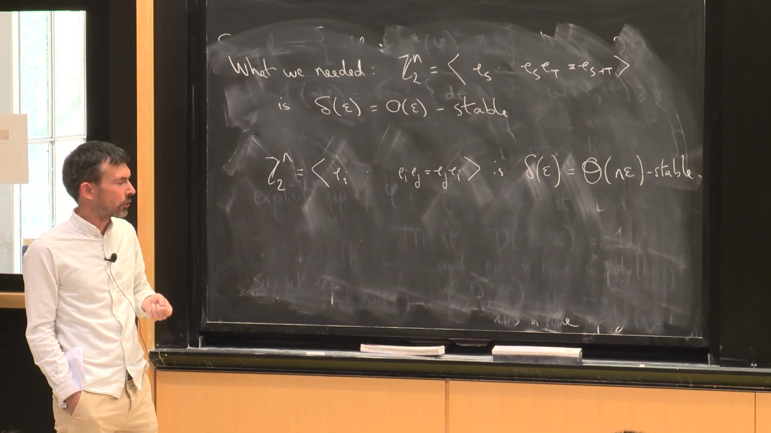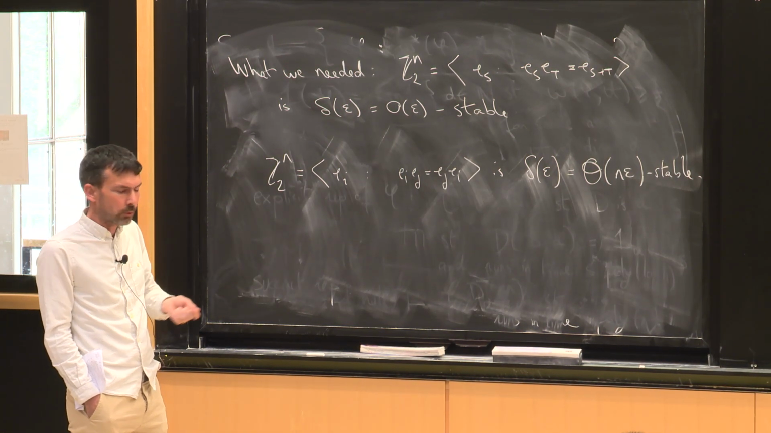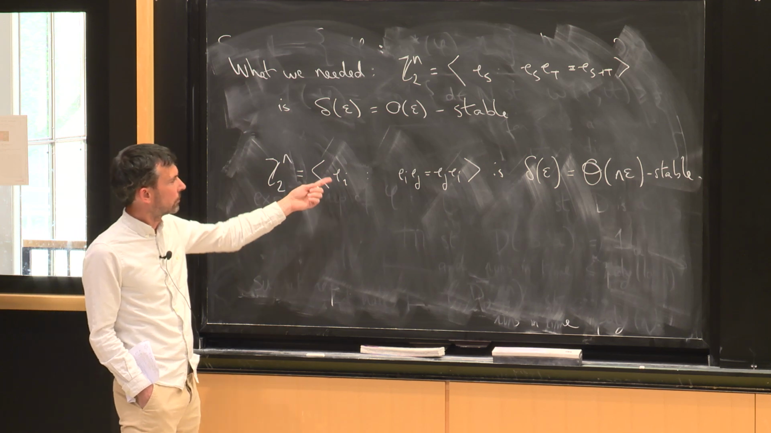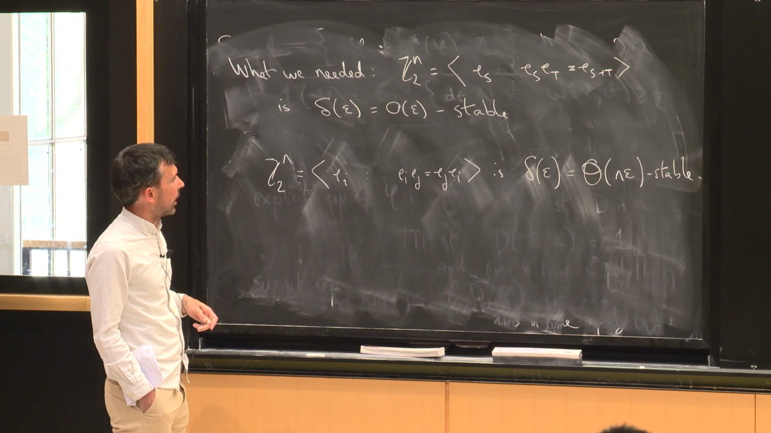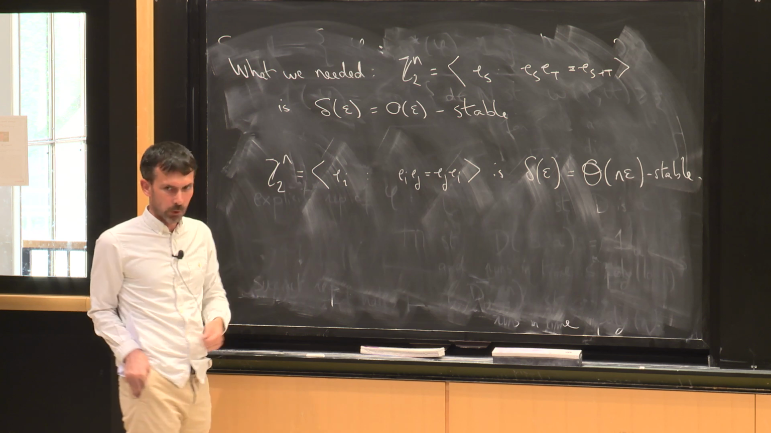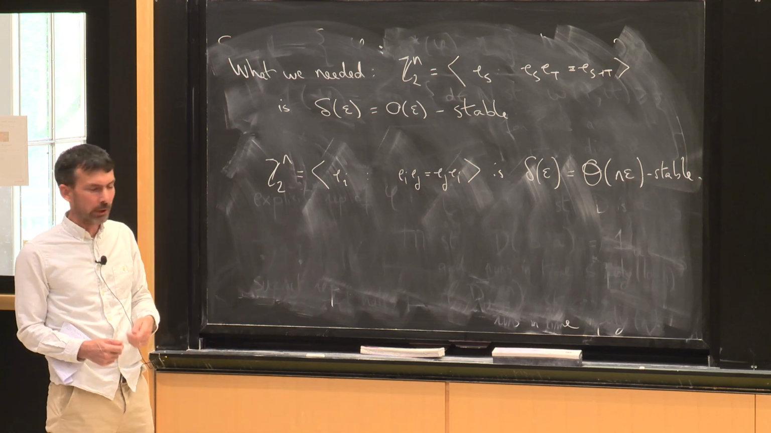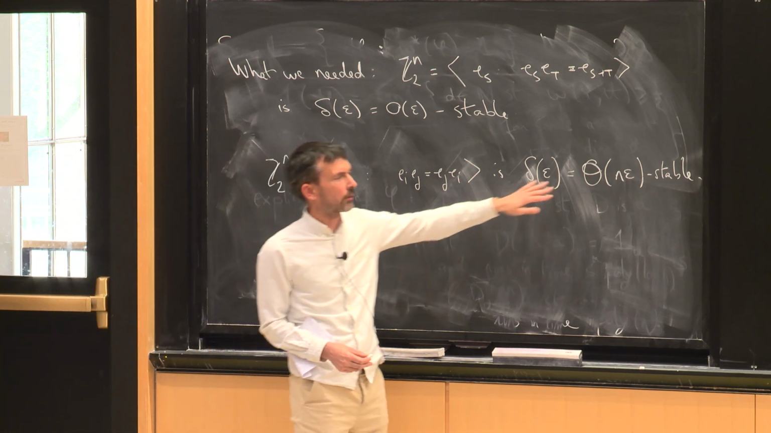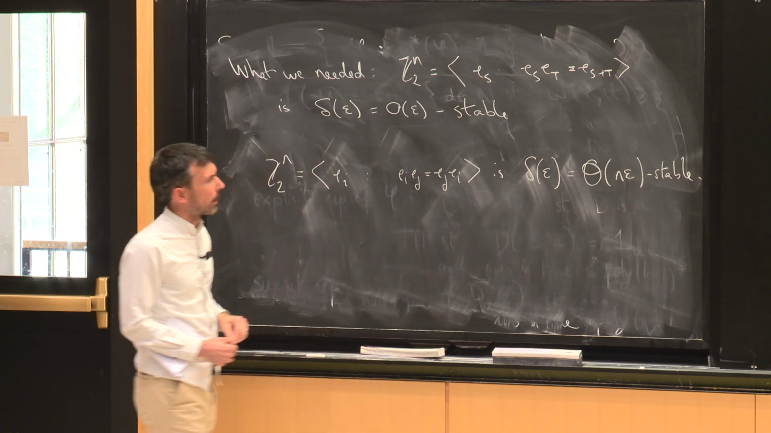So to study how the function behaves on the entire group, I will need to take products of n generators. And if the relations on these n generators were satisfied to error epsilon, when I start taking products of n of them, I will get error n epsilon. And so it's natural to expect this kind of a result.